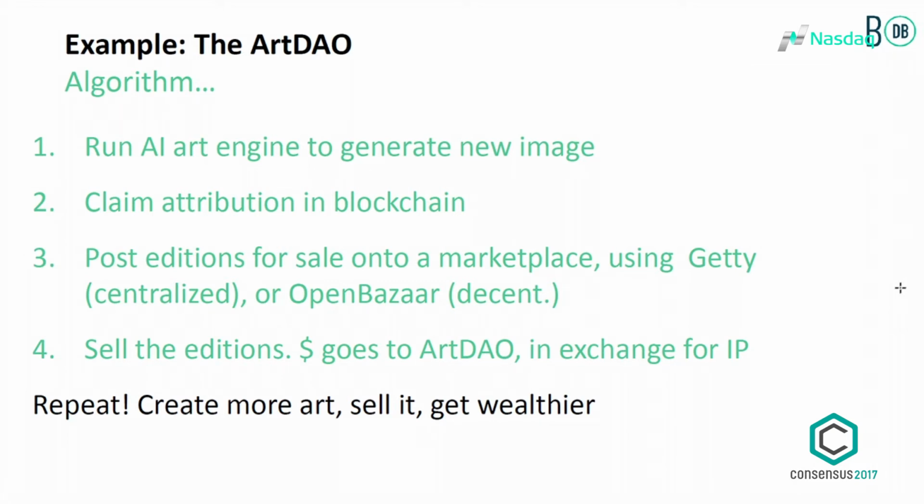I call it the art DAO. Here's how it works. Step one, you have an AI art engine to generate a new image. Off-the-shelf software, 50 lines of code, 100. Then you claim attribution in the blockchain, just like I showed you before with Ascribe or with my carts. Then you post them for sale onto a marketplace, and of course you'd use a decentralized marketplace like OpenBazaar. And then you sell them.